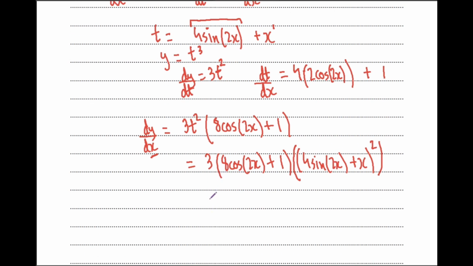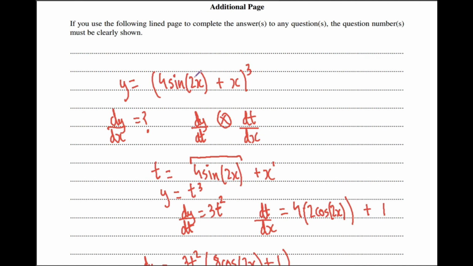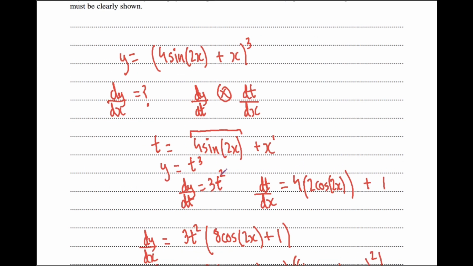So if you want to write it very clearly, you can write 24 cos 2x, because 3 times 8 is 24, plus 3 times this whole thing right here, 4 sine 2x plus x, and this bracket squared. And that's dy by dx. So you can see how important the chain rule is. This looks like an impossible derivative to take, but it's actually very easy. So we let t equal a function inside the bracket usually, and we find dy by dt, which is always going to be very simple if it's a power, so that's 3t squared.